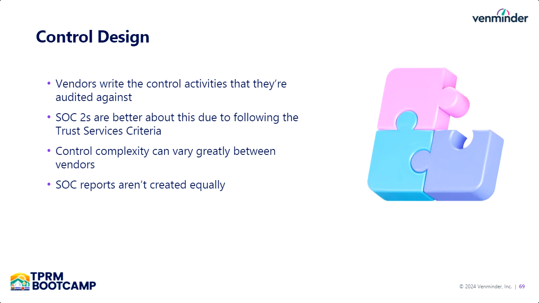So just a quick note here on control design. I just want to bring forward that not all SOC reports are created equally. Vendors write the control activities that they're audited against, right? So they're the ones that set up exactly what the audit is going to look like. And then the CPA firm, they come in and do the testing. But the controls are determined by the vendor. So SOC 2s are better about this because they have to follow the trust service criteria, so there's at least some guidelines. But control complexity can vary greatly between vendors and between controls. So it's just something to be aware of.